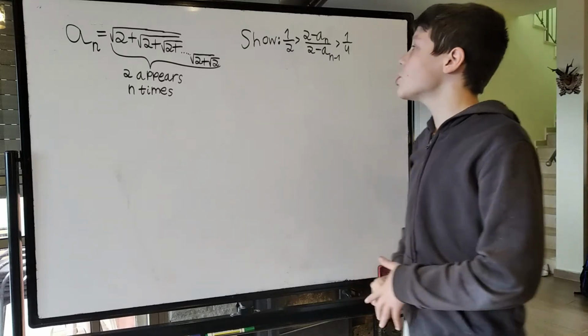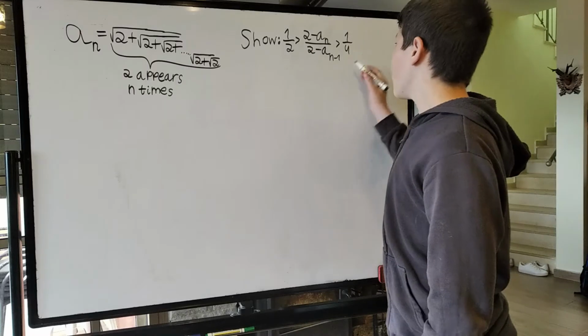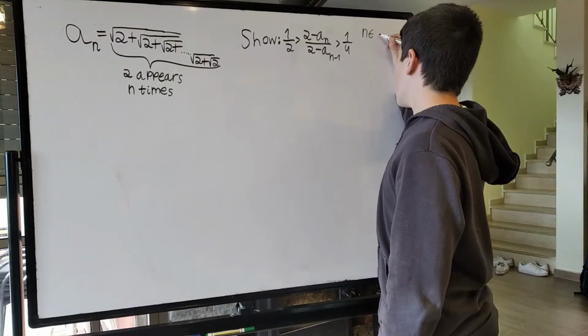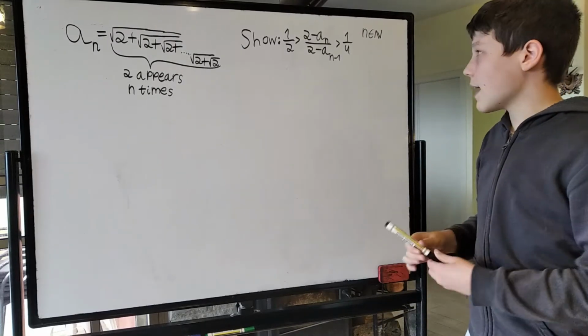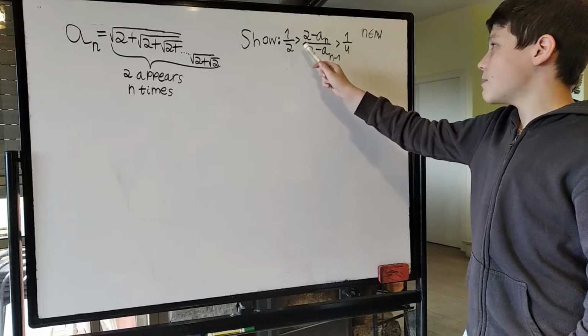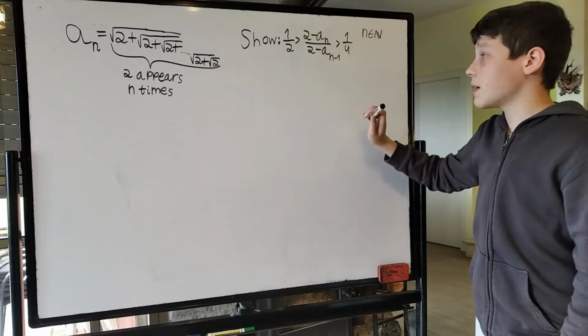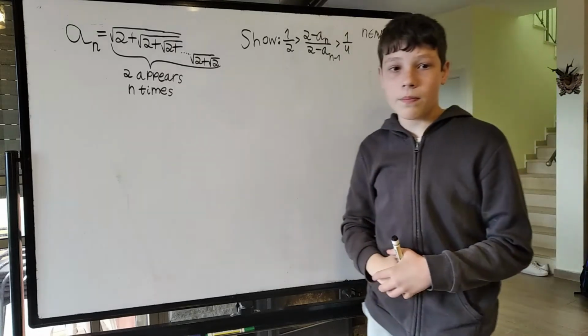And what we want to show is, I should say, for all n as natural numbers, we have that 1/2 is bigger than (2 - a_n)/(2 - a_{n-1}), and that's bigger than 1/4.